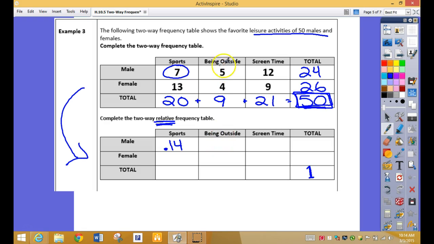So what's this one? 5 divided by 50 is 0.1. Some like to write 0.110 or 0.10. Up to you. All right. What's 12 divided by 50?